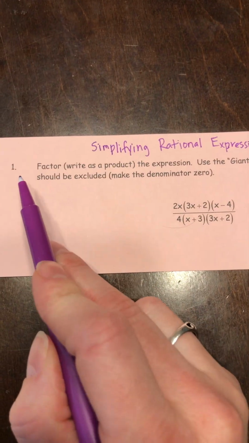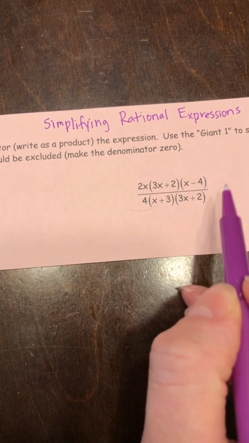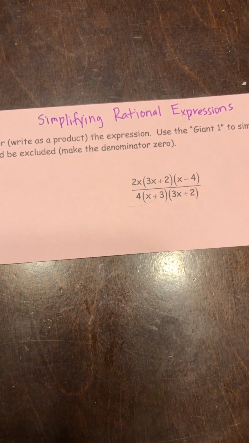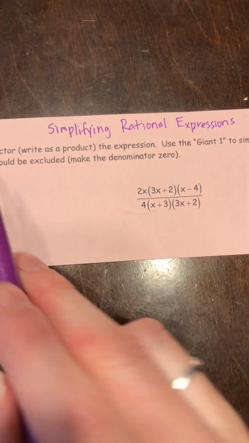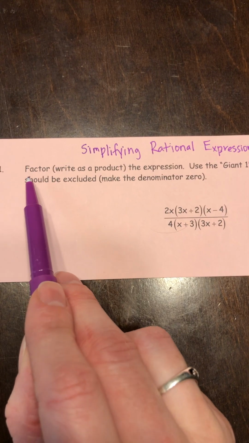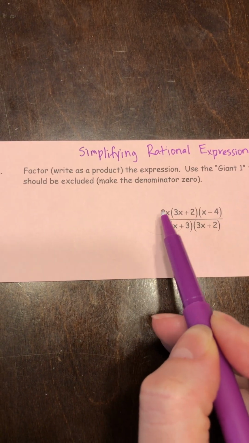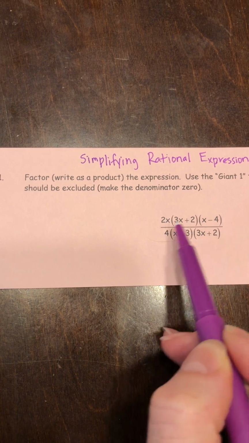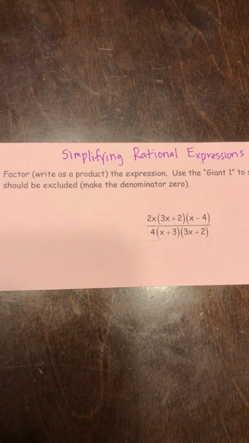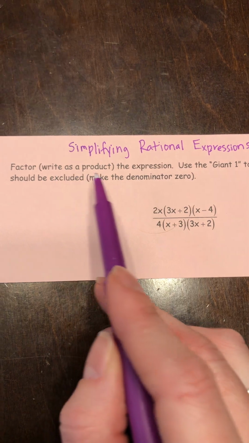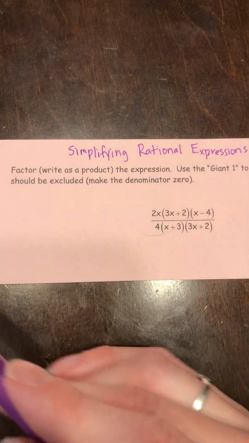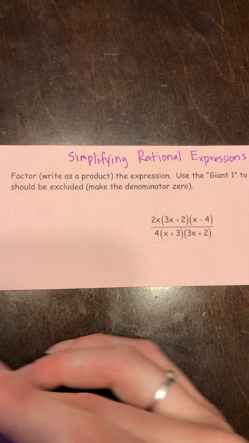So number 1, this is the problem right here. So if you wanna pause the video and write that down. And then the directions are here. It says factor, meaning write it as a product. Now, factor means like when we split it up so that it has parentheses and it's multiplying. Well, this is already done. So we don't have to factor this one. The other 2 that we practice, we will have to factor.